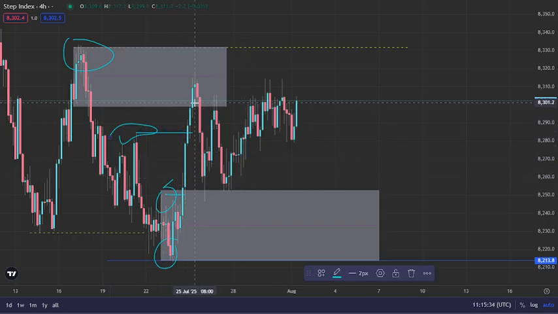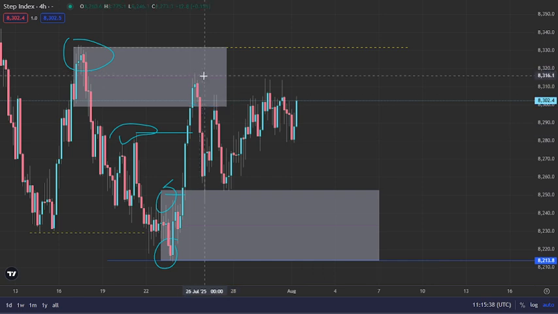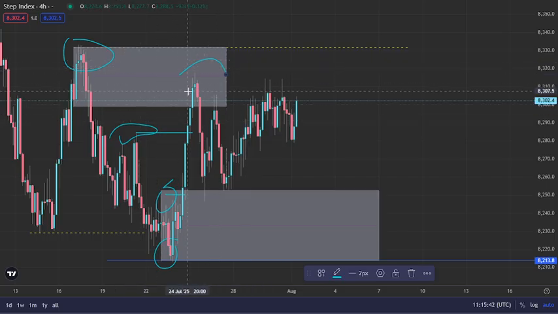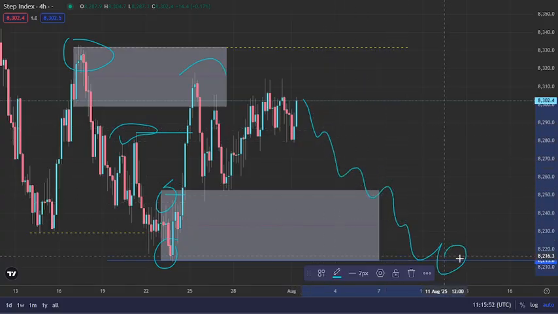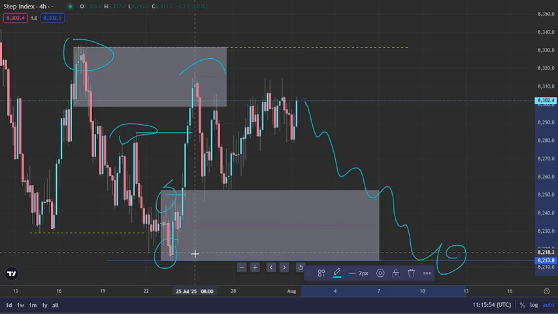So we expect that the pullback might happen from any moment, and with this the structure will form a lower high, so that price will continue. Price will continue, breaking the weak structure. Why? Because in the bearish market structure, the lows are weak.